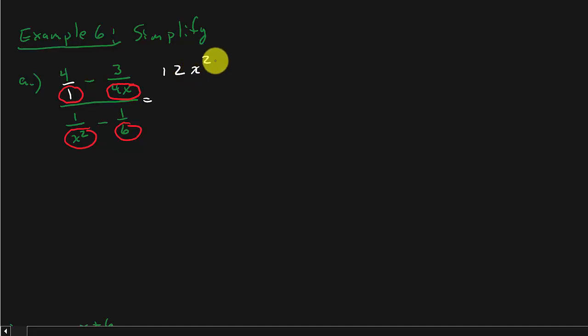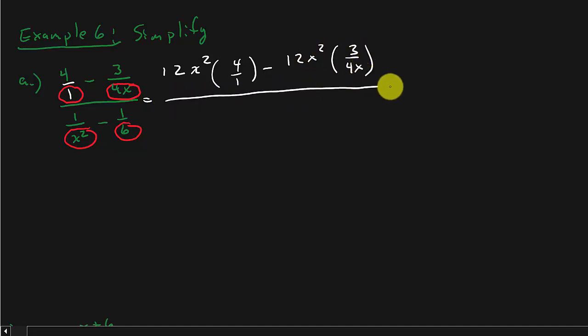And so what I want to do is multiply each term by the common denominator. So that's going to be 12x squared times 4 over 1 minus 12x squared times 3 over 4x. And then that's 12x squared times 1 over x squared minus 12x squared times 1 over 6.